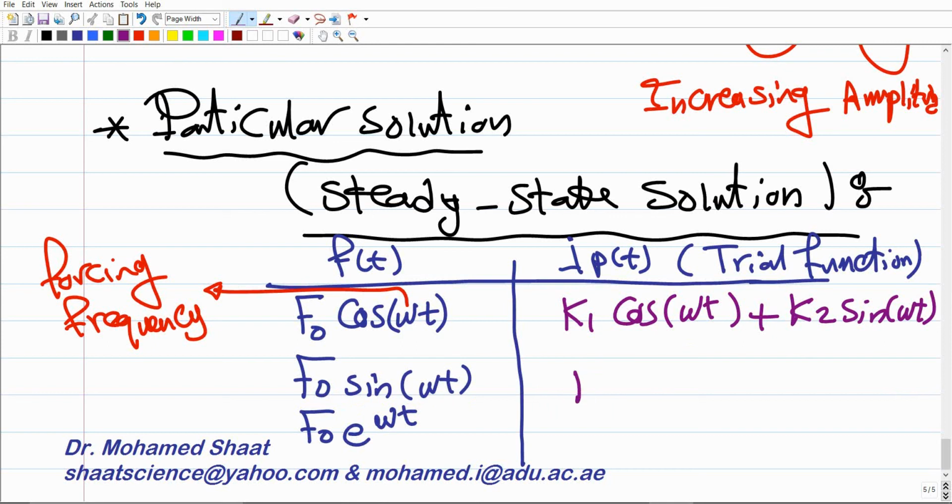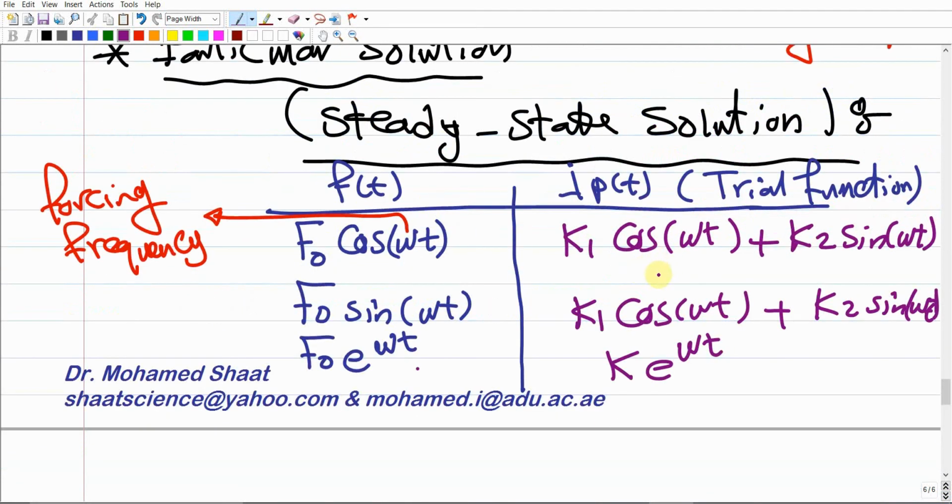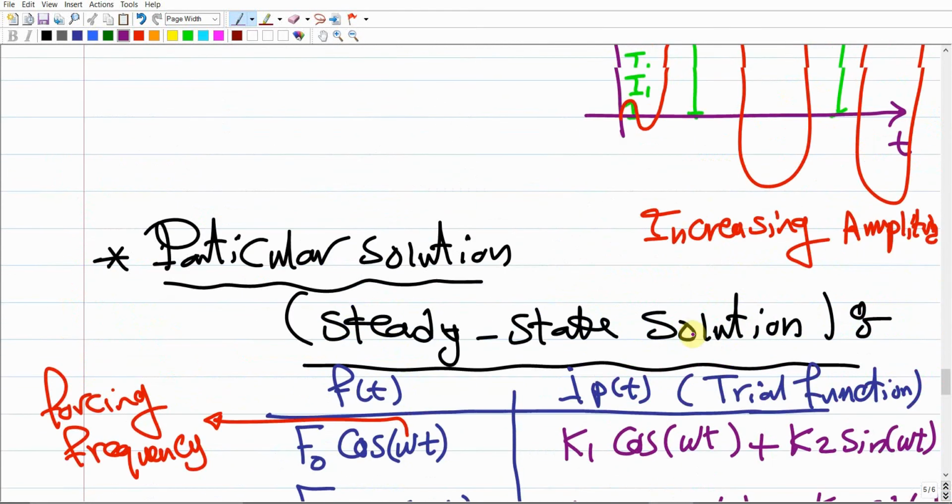In case that it is sine, we're going to assume for the same function K1 cosine omega t plus K2 sine omega t. So basically, for any forcing term that is given in a trigonometric function, cosine or sine, we usually assume these two terms as the trial function. And in case that it is an exponential term, we're going to assume K e to the omega t. Generally speaking, this trial function depends on the function of the forcing term itself.